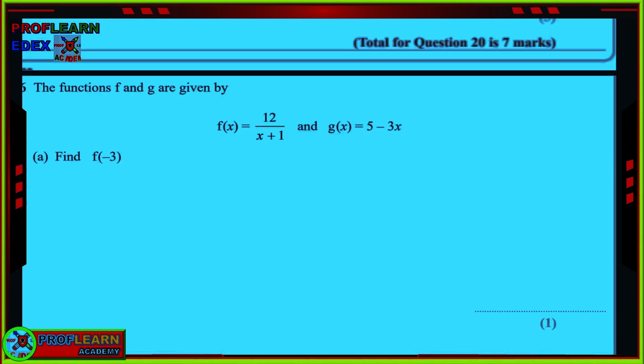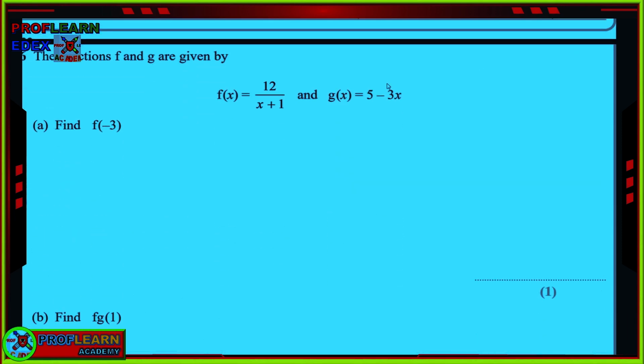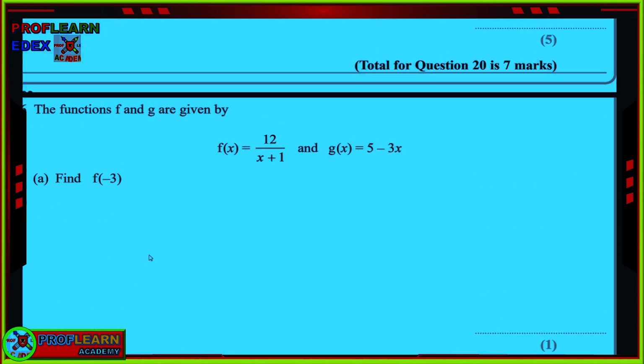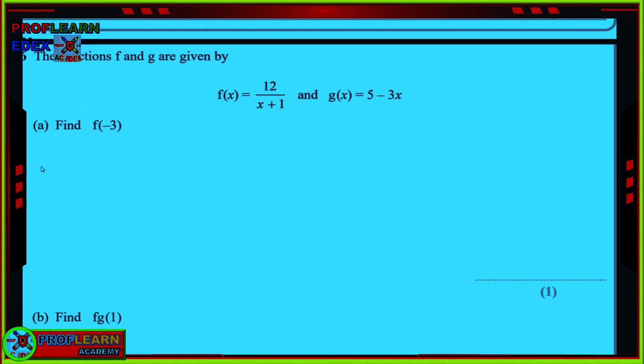Another area you need to focus on is functions, and you need to know how to work out composite functions, how to get inverse of functions. That's what I want to show you. Make sure as you are preparing for your exam, you know how to work out questions to do with functions.